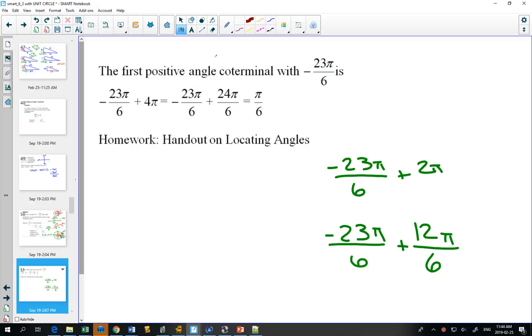Can you see if you added 12 once, you'd be at negative 11. You'd still have a negative angle. If you added 12 twice, adding 24, then you get pi over 6. So we see that we have the same angle in quadrant 1. It's part of the pi over 6 family. And we can do all the mental math with that as a result.